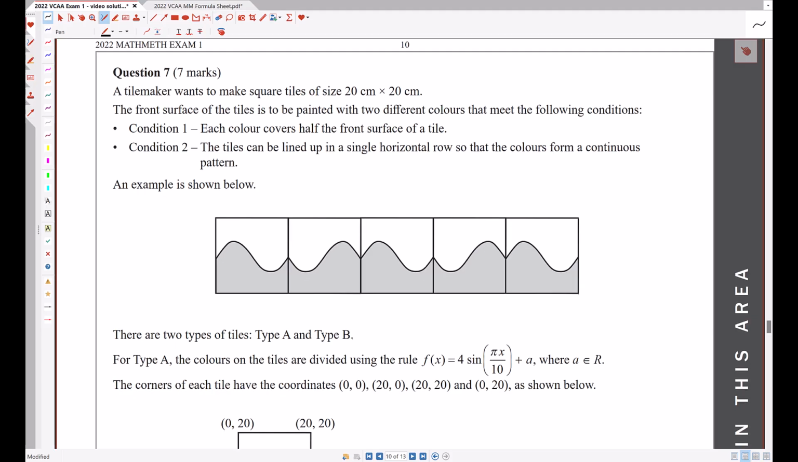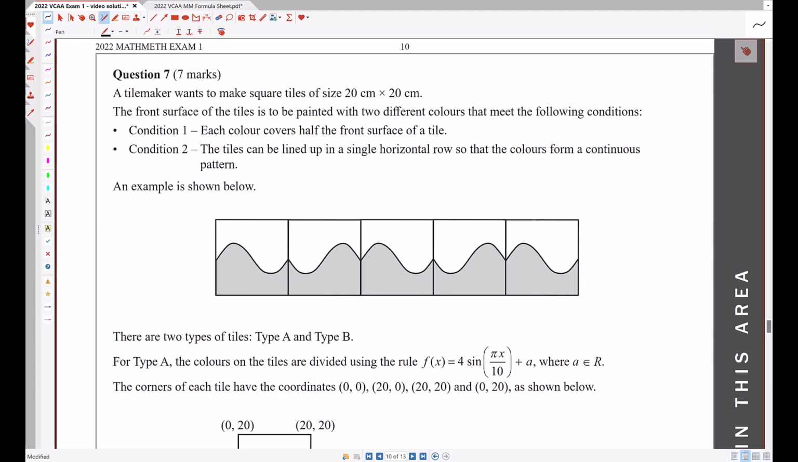Okay, question 7. A tile maker wants to make square tiles of size 20 centimeters by 20 centimeters. The front surface of the tiles is to be painted with 2 different colors that meet the following conditions. Condition 1, each color covers half of the front surface of the tile. Okay, so for each tile, the gray area has to be the same as the white area. And condition 2, the tiles can be lined up in a single horizontal row so that the colors form a continuous pattern. Okay, so that means that they're going to need to join for these to be continuous, so at these endpoints.